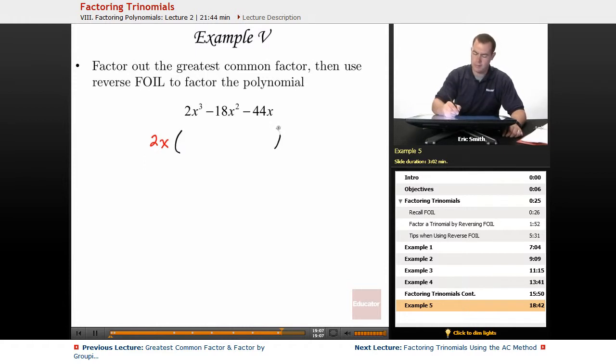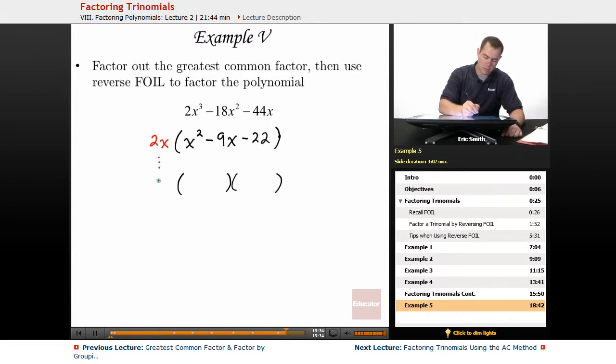All right, what do we have left? 2x cubed divided by 2x would just be an x squared. Negative 18 divided by 2 would be a negative 9x. And a negative 44x divided by 2x would be a minus 22. Okay, so now we want to factor that into some binomials.